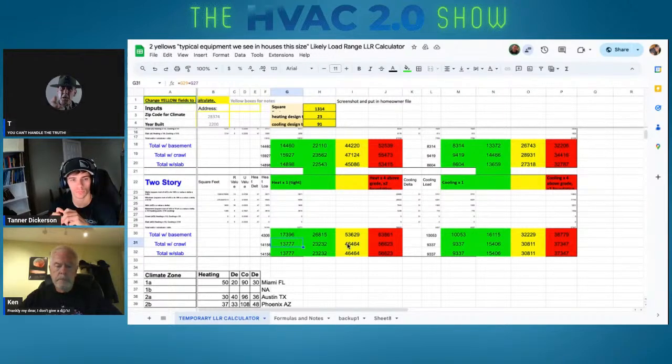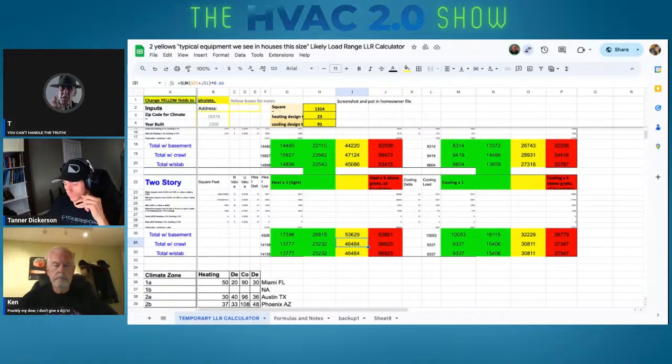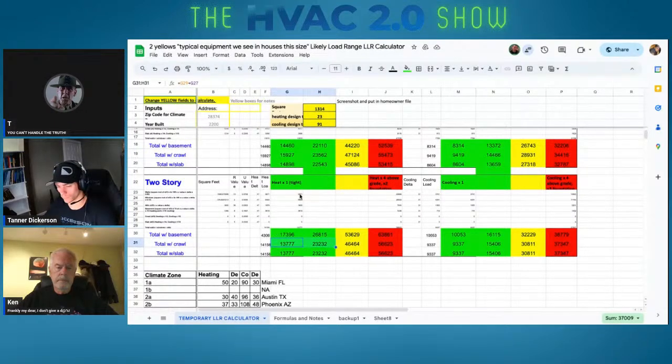And then yellow is going to be 23 to 46. And then red is going to be 46 to 56. That way, I think you can more easily explain the likely load range, green, yellow, red, that Tanner was showing. Because now you can say to the homeowner, look, equipment needs to be in this range here.